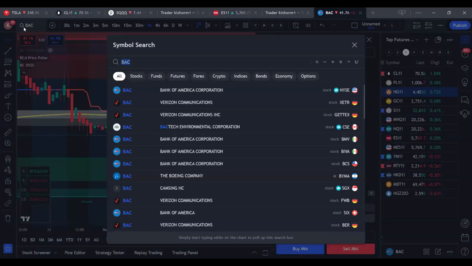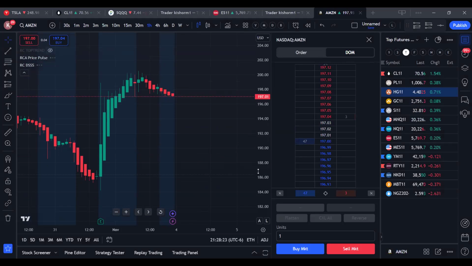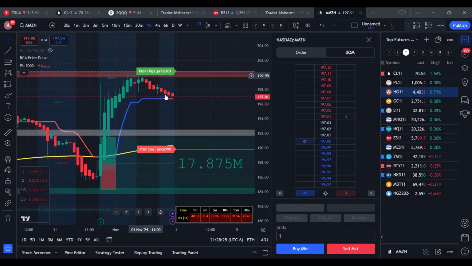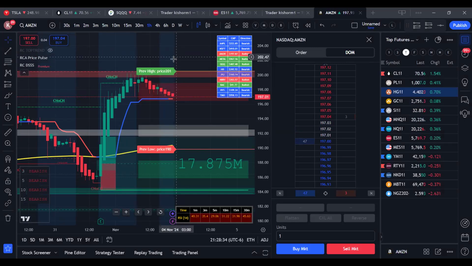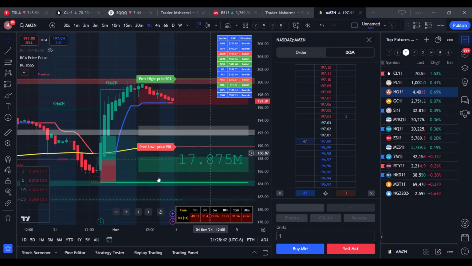Amazon, they may try to take it a little bit above the previous day high, and then again bring it down. This is where they have a lot of liquidity. Or in case it goes all the way down in pre-market, tomorrow once the market opens, they will take it to 188, and then again they will take it all the way to the top.